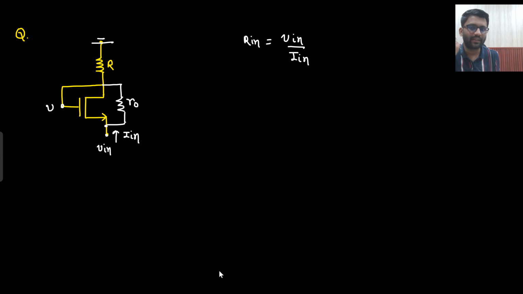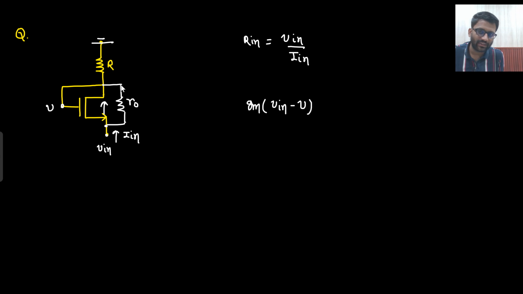I will assume a potential here, that is V. So I have assumed a potential V here. Okay. So can I write down the current in the MOS? Yes. How am I writing down the current in the MOS? I am writing it in the upward direction. So current in the MOS will be gm times V in minus V. If I am writing in the upward direction, gm times V in minus V, that will be the current.